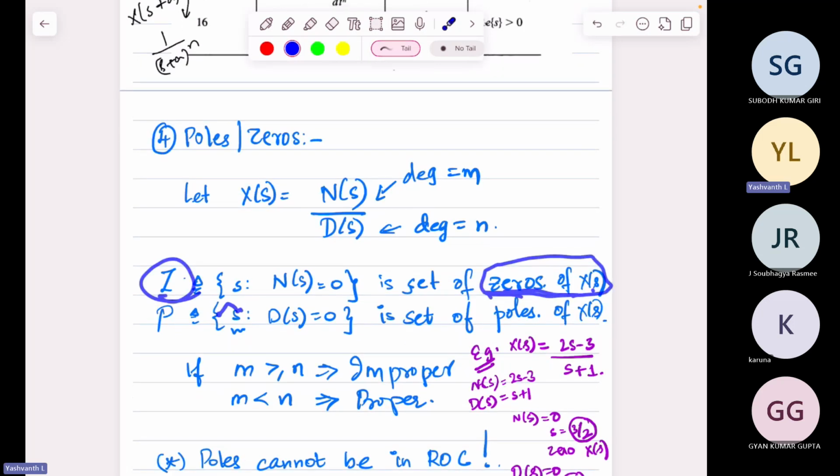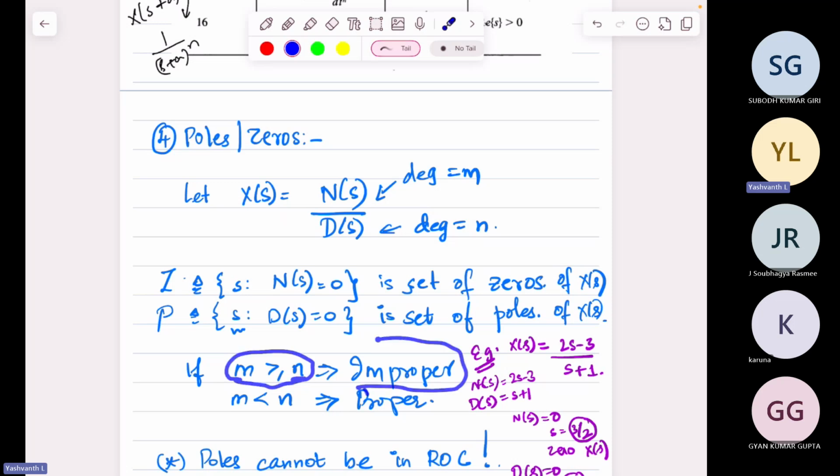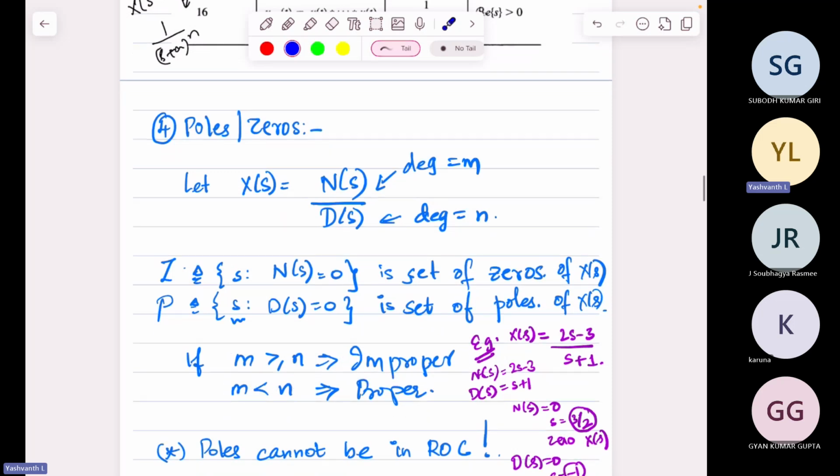Similarly, if I collect all those values of the Laplace variable s for which the denominator goes to 0, then this set is the set of all poles of the Laplace transform X of s. If m, the degree of the numerator, is greater than n, then it's called an improper Laplace transform or improper fraction. If the degree of the numerator is less than the degree of the denominator, then it's called a proper Laplace transform or proper fraction.